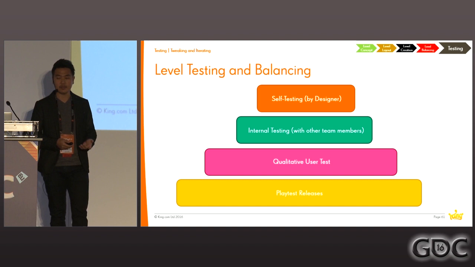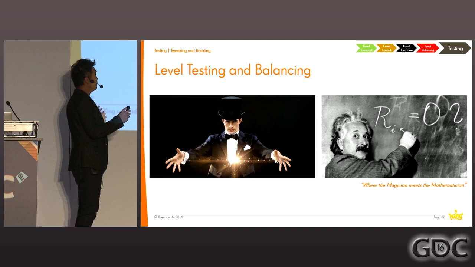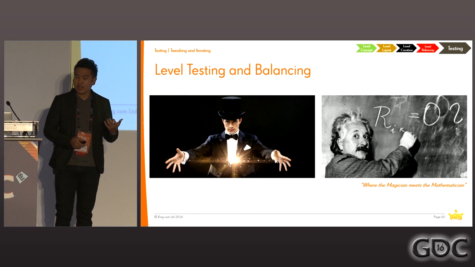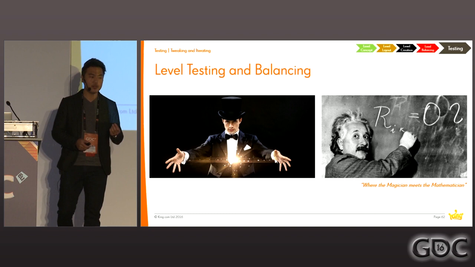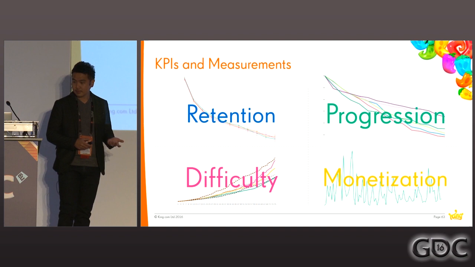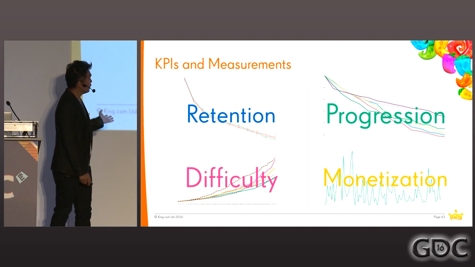At King, one of the sayings is that it's where the magician meets the mathematician. As a level designer, you need to have a little bit of both. You need the magical gut of the magician to know what makes something fun, and you need to be able to look at data and analyze it like a mathematician. If you're looking at free-to-play games, of course, we're talking about the normal KPIs and measurements, from retention to progression to difficulty and finally monetization.